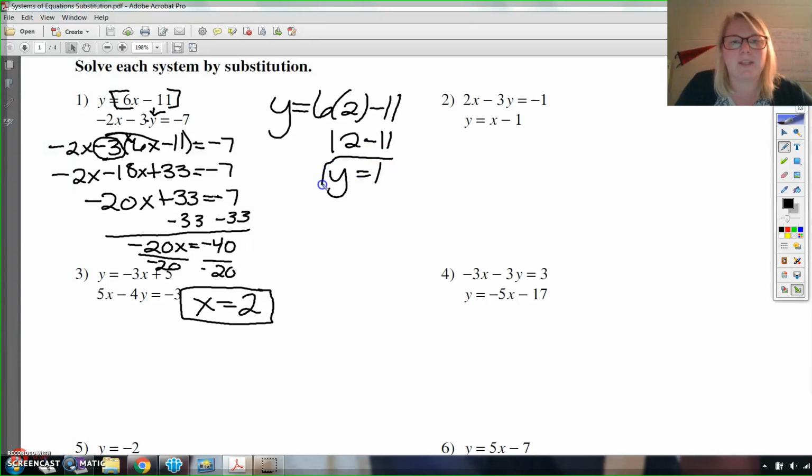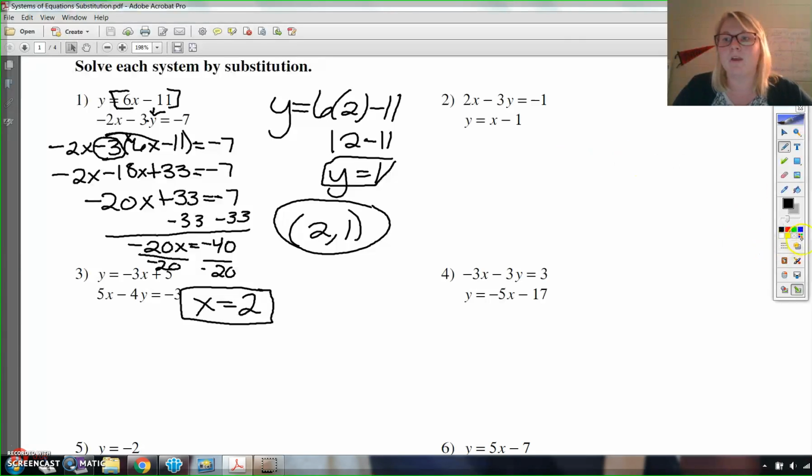So what is my point? I have to put them together as a point. I have my x, then my y. So my solution to this system is (2, 1). All right? Let's try number 2. Number 2, I do the same thing.